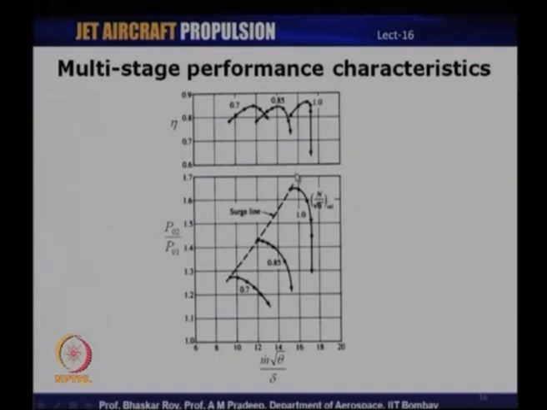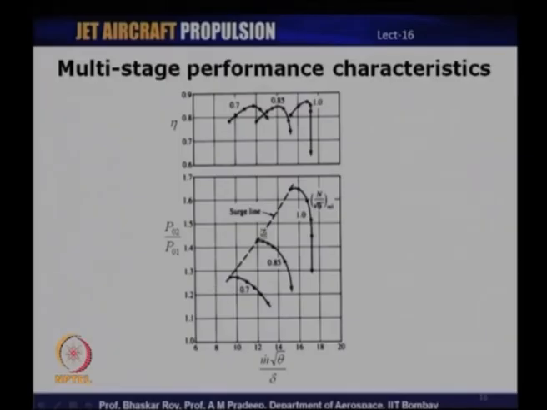A typical multi-stage axial compressor characteristic would comprise pressure ratio versus mass flow at different speeds. These lines shown here are for different speed ratios, that is n by square root of theta, that is for different speeds of rotation, showing how the characteristics change. Let us take up one particular speed, let us say 0.7. What this line means is that as the mass flow reduces, the pressure ratio increases and it reaches a particular peak, beyond which the pressure ratio, which is not shown here, will droop or fall drastically.